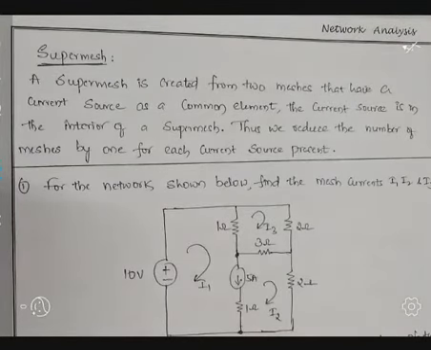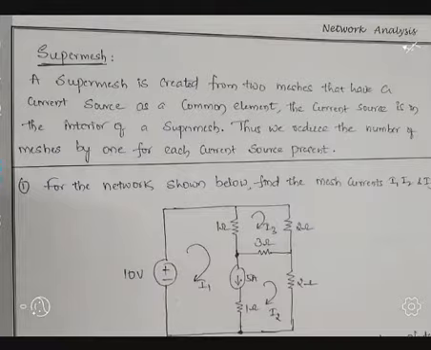Hence, a super mesh is created from two meshes that have a current source as a common element. The current source is in the interior of a super mesh. Thus, we are going to reduce the number of loops, or we can say the number of meshes, by one for each current source present. This concept we will discuss with the help of an example.